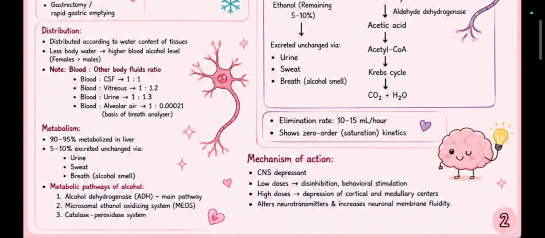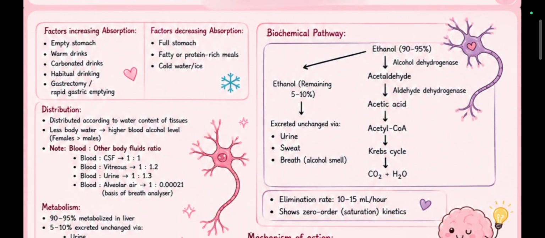Similarly, I'll talk about the catalase peroxidase system very quickly. This is a minor pathway, and ethanol is directly converted to acetaldehyde with the help of the catalase enzyme and also in the presence of H2O2, hydrogen peroxide. The site is the peroxisomes of liver cells, remember. So you have to remember the names of the three pathways, the main pathway, and the sites of all three. First site is, repeat with me, cytosol of liver cells. Second is SER, smooth endoplasmic reticulum, and third is peroxisomes of liver cells. So we have now read the biochemical pathway.